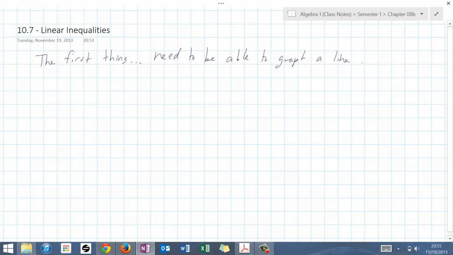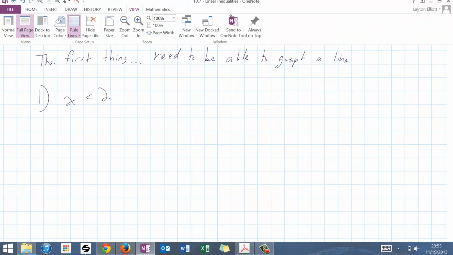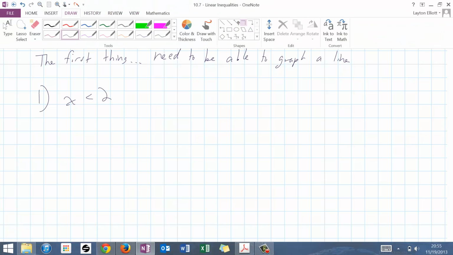First things first, you need to be able to graph a line in order to graph an inequality. Other than that, it's almost exactly the same thing. So to start, let's do a simple example here, and I'm going to graph the line x is less than 2. Whenever we graphed x is less than 2 on a number line, watch.